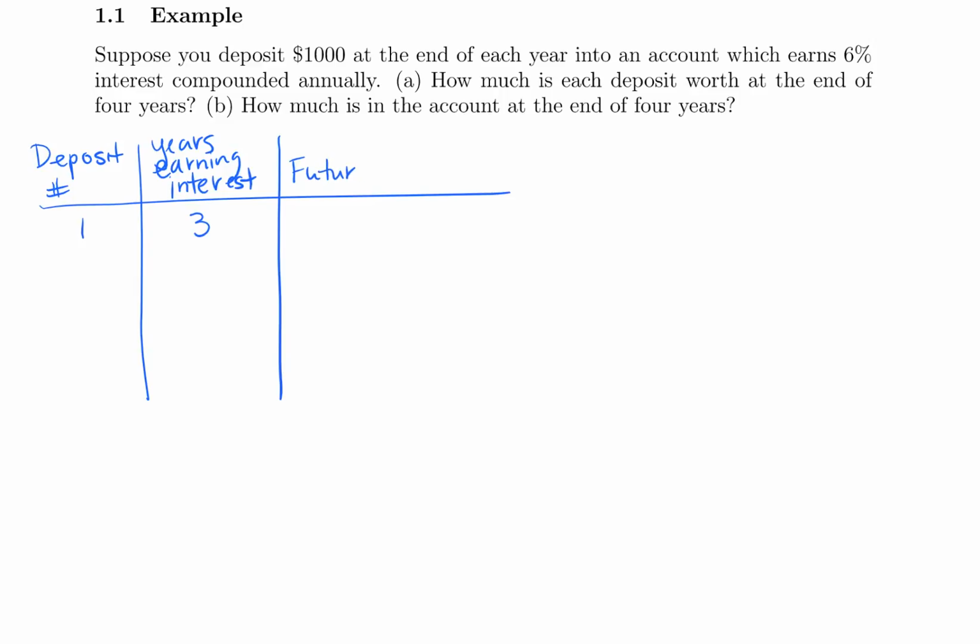Future value of that $1,000 deposit. Now this $1,000 deposit earns interest, and so it grows according to our standard compound interest formula. So the future value is going to be the principal times 1 plus R over N raised to the NT. And so our future value would be the initial deposit of $1,000 times 1 plus, we have 6%, so 0.06, and we're compounding annually, so we're divided by 1 and raised to the 1 times 3.